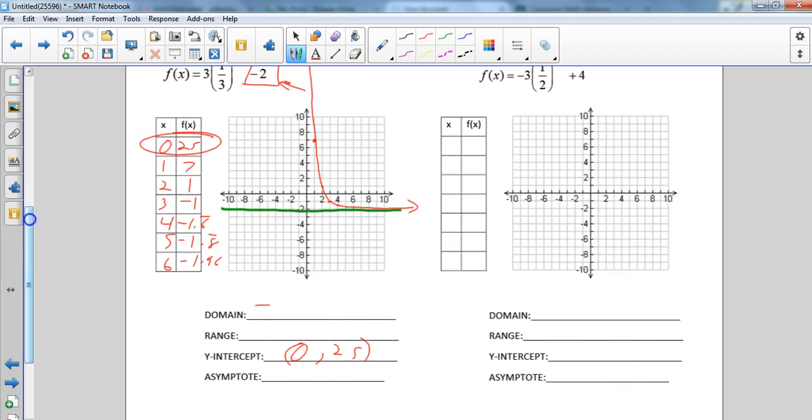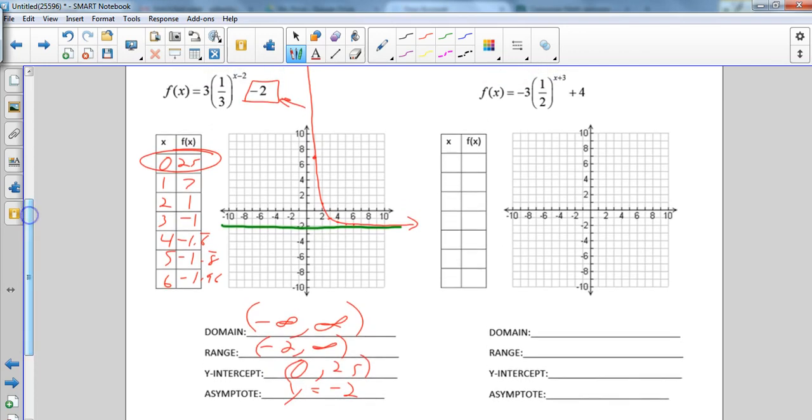The domain, nothing different. Always left, always right forever. The range, once again, our asymptote, we said, is -2. So therefore, it's from -2 upwards to positive infinity. And remember, it's a parenthesis, not a bracket, because it never touches -2.